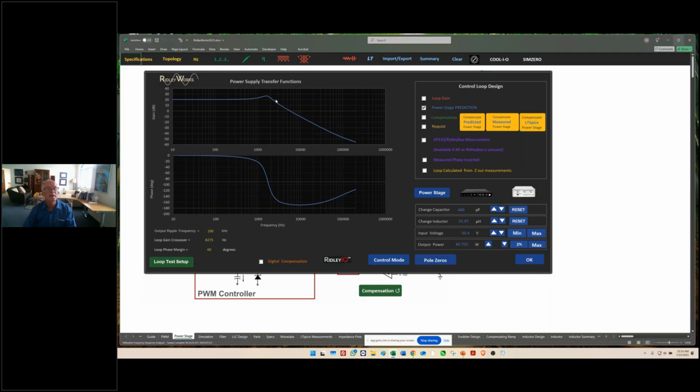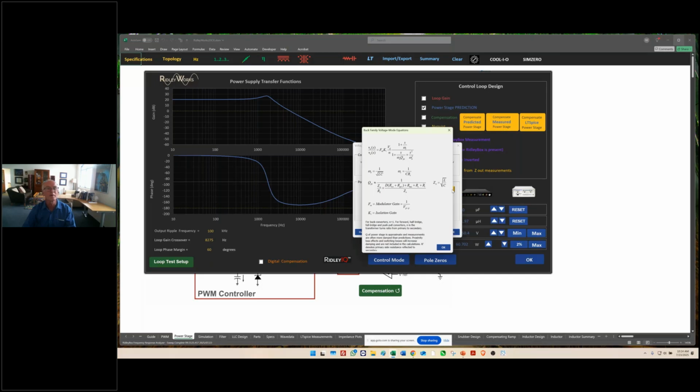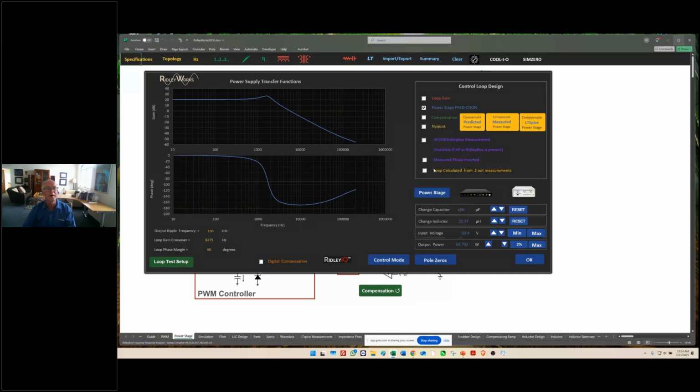So the beauty of having the equations is I can quickly parameter shift. So I can increase inductance, for example, and I can watch my transfer function move. So you can have a live, living, breathing transfer function instead of kind of a dry textbook type thing. Okay, take that back to where it was.